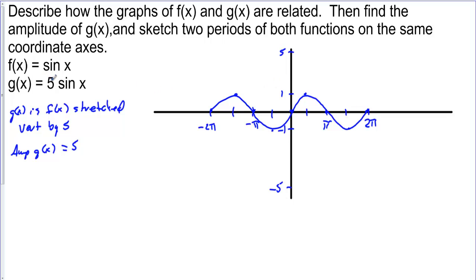And now we have to graph g of x. And g of x will start at 0, then go to 5, back to 0, down to negative 5, and back to 0.